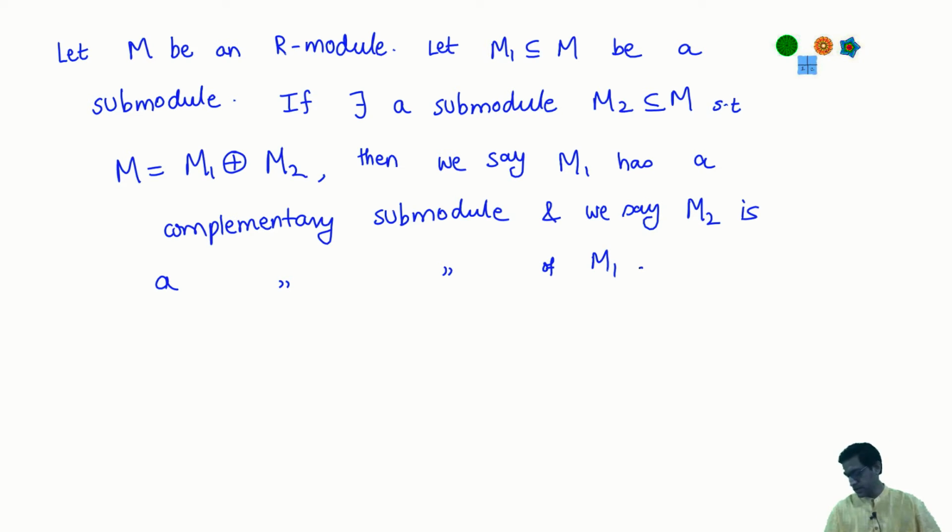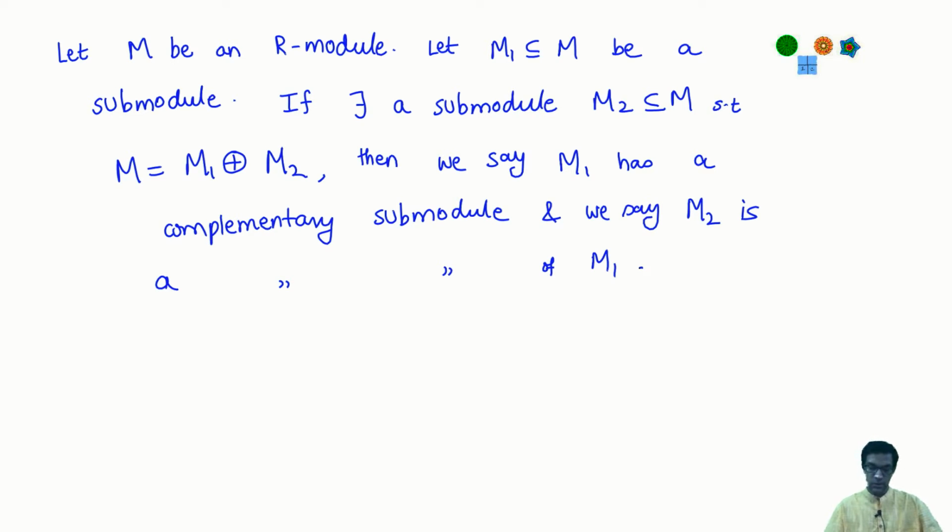Now the point here is that you may not in general have complements. Given an M1, there may not exist an M2. That's something that happens. And the other important thing is, even if it does have a complement, the complement need not be unique. There are often many different submodules, each of which serves as a complement to the given module.